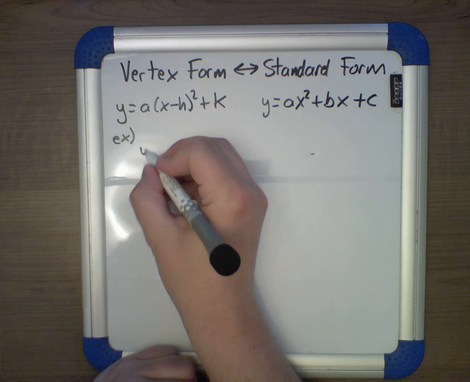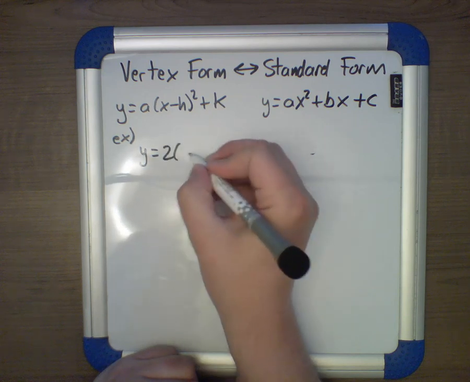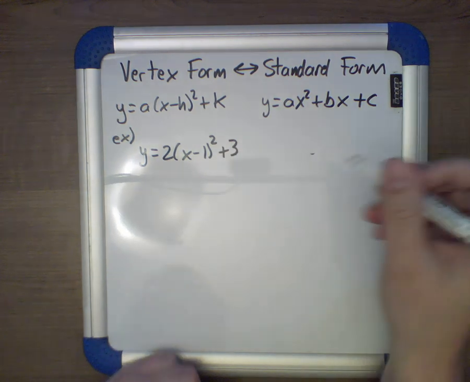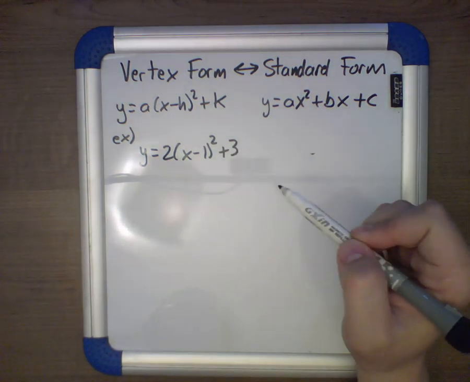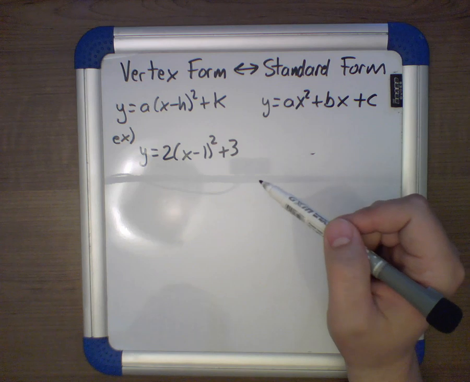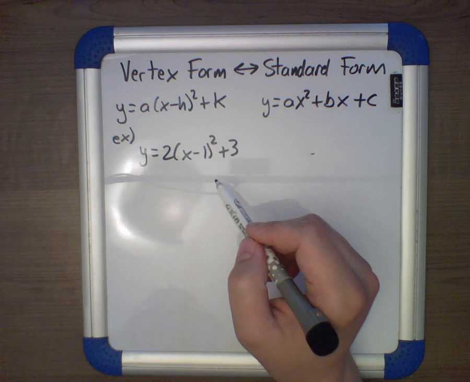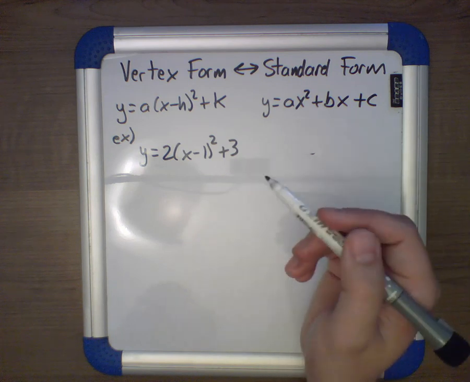Let's take a look at y equals 2 times (x minus 1) squared plus 3. How do I turn this into standard form? What I'm going to need to do is expand what I have written here and then collect my like terms. So let's take a look at what that looks like.